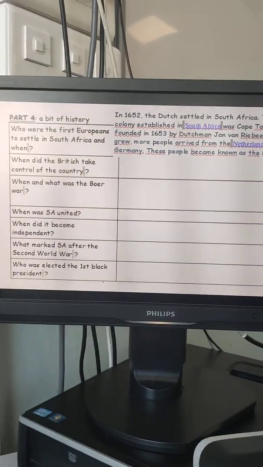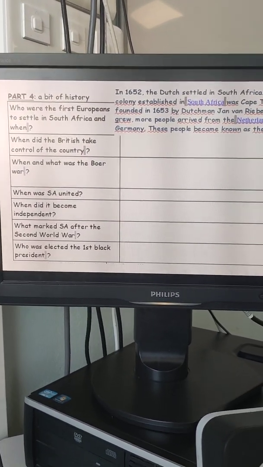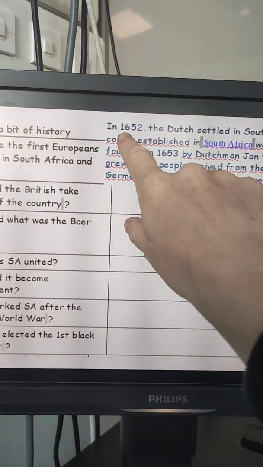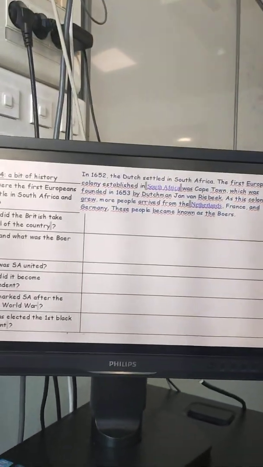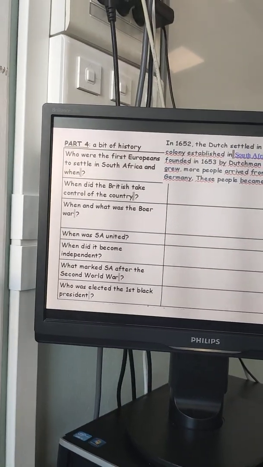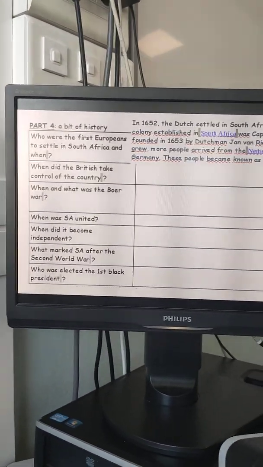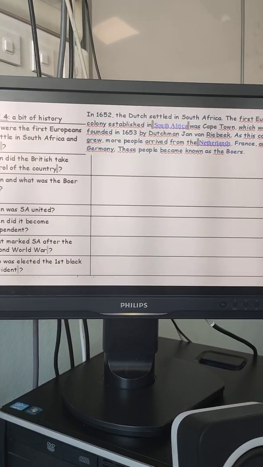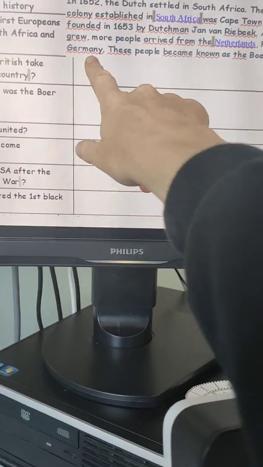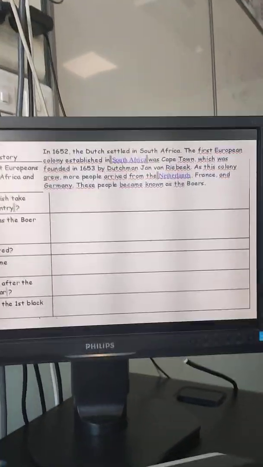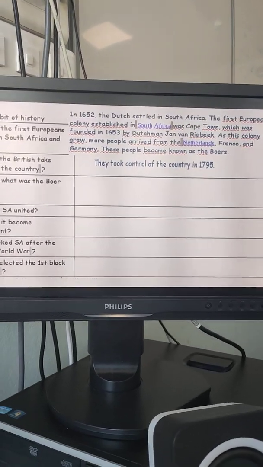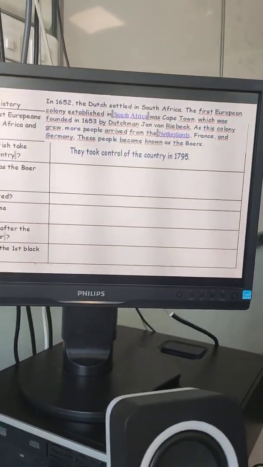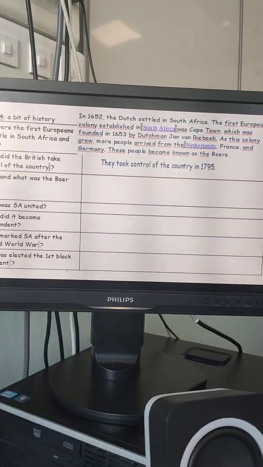So, the first Europeans settled in South Africa in 1652. They were Dutch. Dutch is Néerlandais. Okay? And then more and more Europeans came. You had French, German, who came to South Africa. However, in 1795, the British took control of the country.